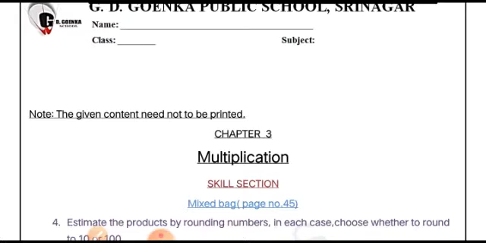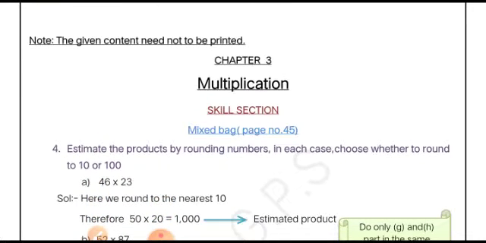Dear kids, continuing the mixed bag of chapter 3, that's on page 45. Question number 4 goes like this. Estimate the products by rounding numbers. In each case, choose whether to round to tens or hundreds. Here you have to choose whether to round to the nearest tens or hundreds.